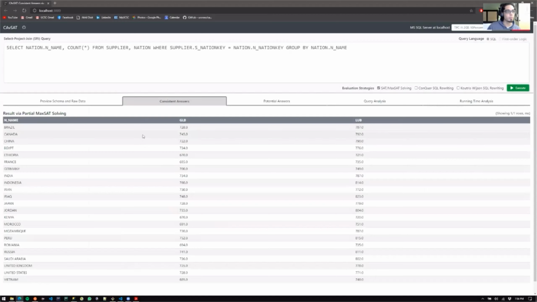So for each group, we need to construct and then solve a SAT instance for each of them. So you see here, let's look at the first row, that's Brazil. The greatest lower bound is 728 and the lowest upper bound is 787, meaning that no matter how you repair your data, you're guaranteed that there will be at least 728 suppliers from Brazil and at most 787 suppliers from Brazil. With that, let me go back to the presentation.